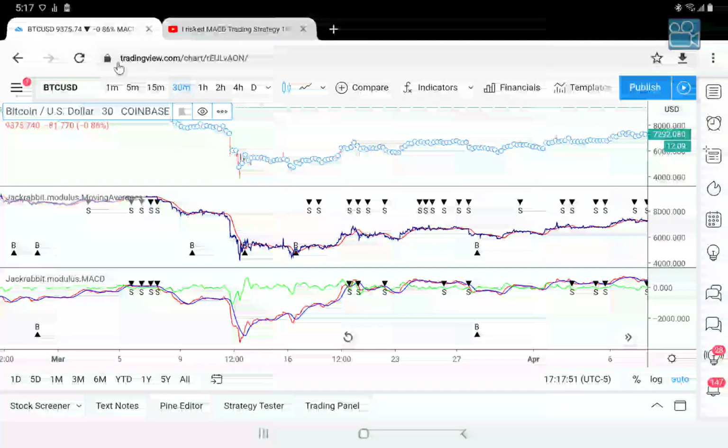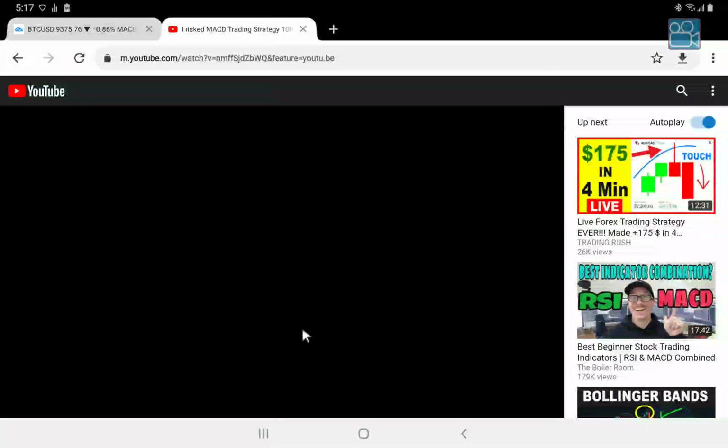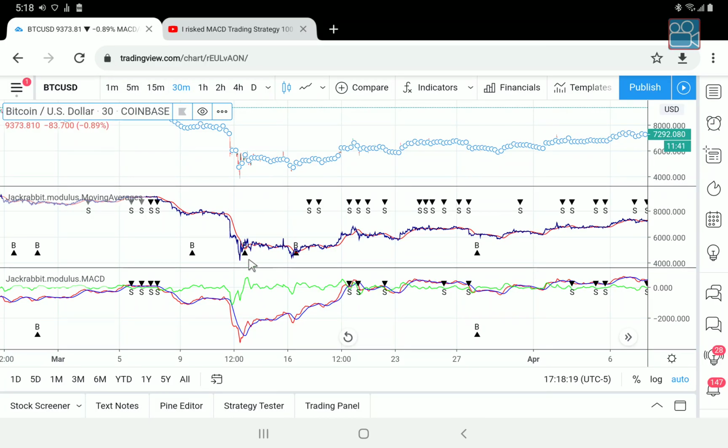Now, the original video uses an EMA 200 as its basis. Right here, this line is an EMA 200. Jackrabbit by itself doesn't support a single moving average like this, unless you use the 37 rule, which is what I've used here.